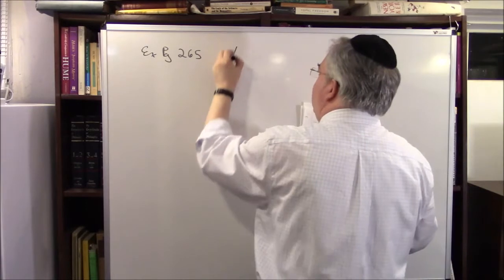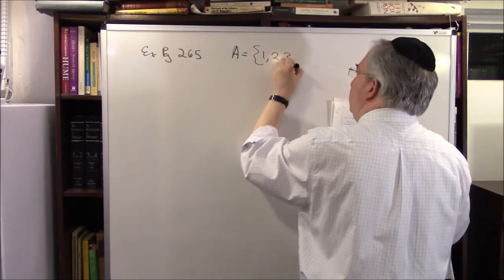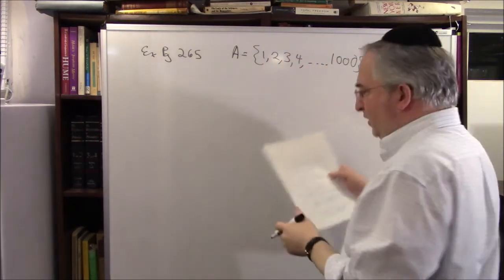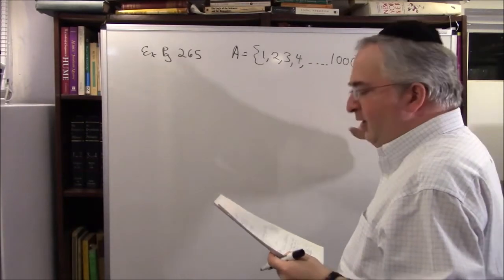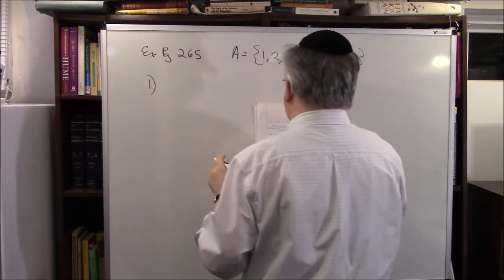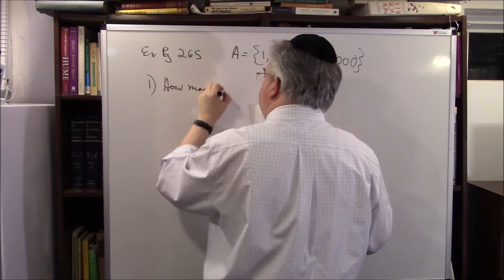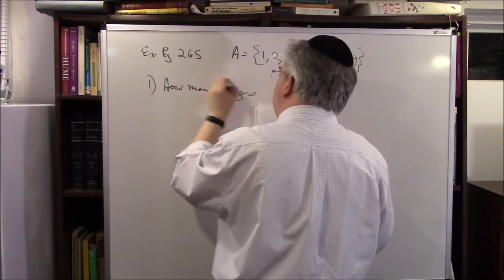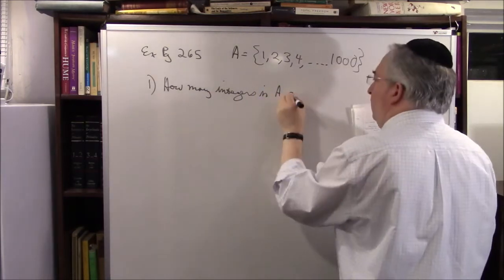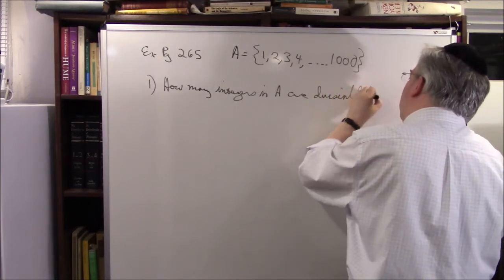Okay, so you have a set A, and the set A equals 1, 2, 3, 4, all the way to 1,000. We're going to do every part of this. Okay, so first question. How many integers in A are divisible by 3?